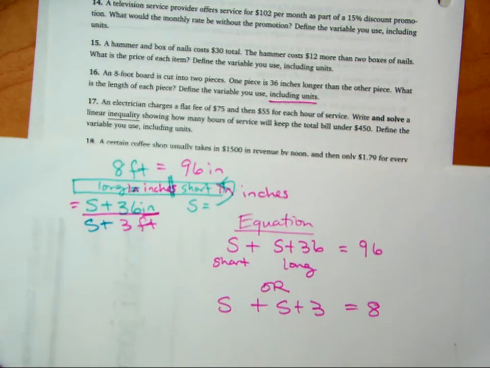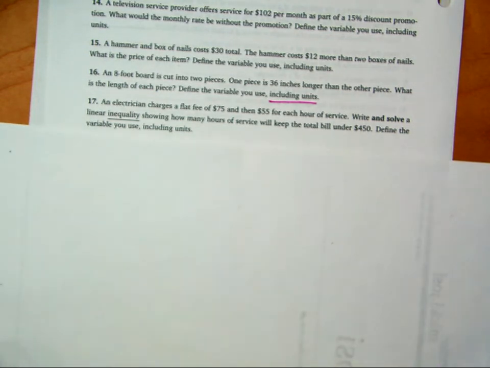Okay, let's look at number 17 now. An electrician charges a flat fee of $75 and then $55 for each hour of service. Write and solve a linear inequality showing how many hours of service will keep the total bill under $450. Define the variable you use, including units. So the electrician shows up at your house.